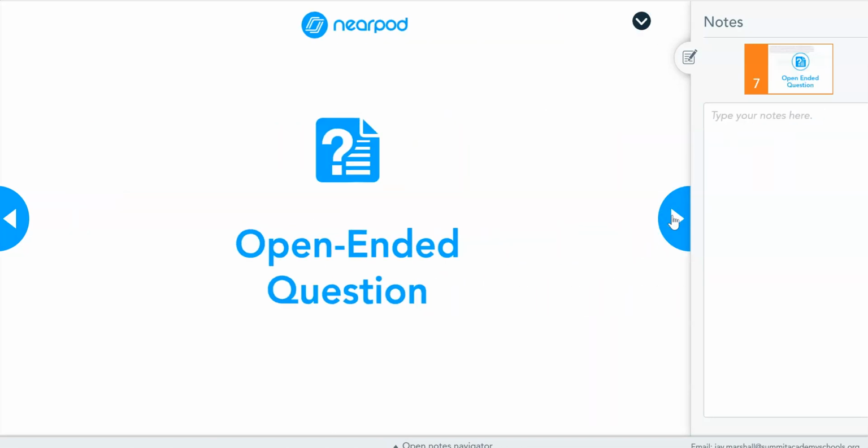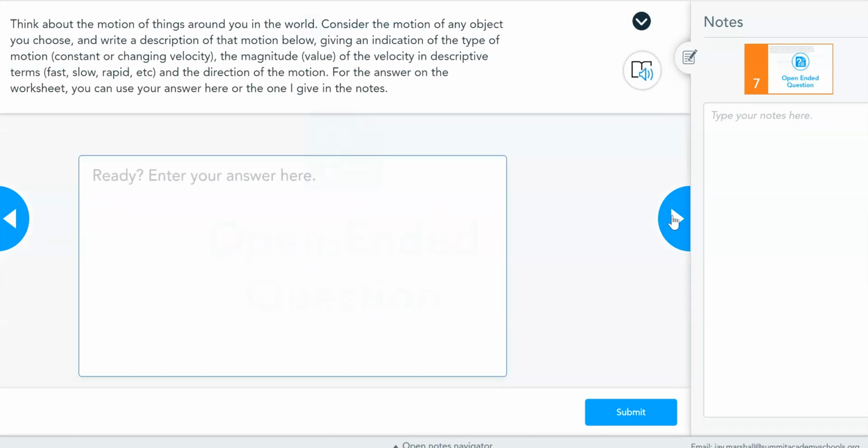Let's go to the next slide, and I've got a question for you. It says, think about the motion of things around you in the world. Consider the motion of any object you choose and write a description of that motion below, giving an indication of the type of motion, whether it's constant or changing velocity, an indication of the magnitude or the value of the velocity in descriptive terms, for example, slow or fast, or really fast, and then the direction of the motion. And so for the answer on the worksheet, you can use your answer here or the one that I give in the notes.